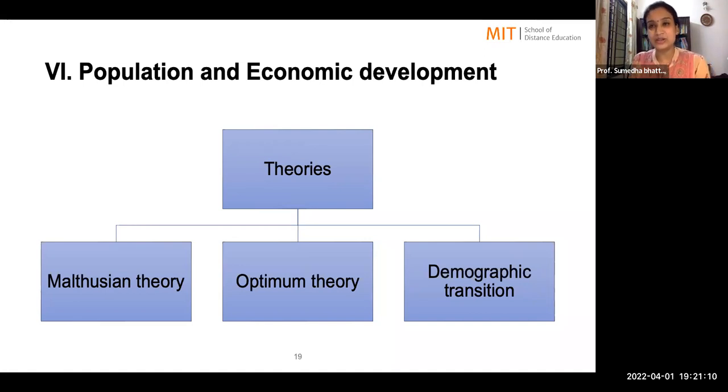Next is optimum theory. Optimum theory says that we need an optimum size of population to harness the prospects of growth and development.